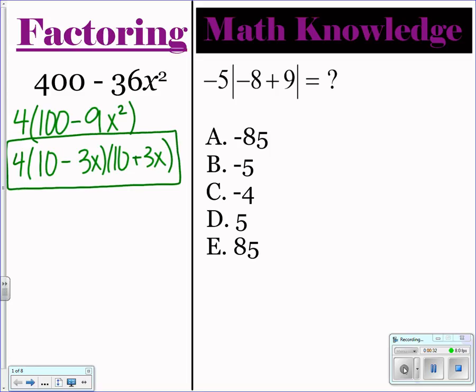Now for this one, we start by dealing with our absolute value. Negative 8 plus 9 is 1. The absolute value of that is 1. So we have negative 5 times 1. So our answer is going to be negative 5.